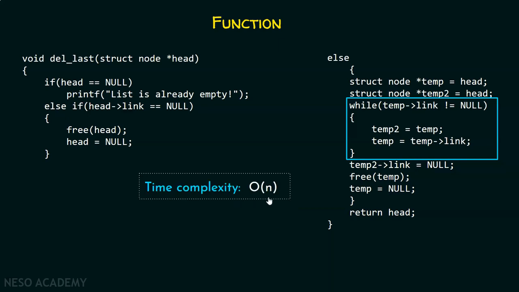Isn't that so? The rest of the piece of code will take constant amount of time, but this piece of code will take order of n time. So that is why the time complexity of this del last function is big O of n.